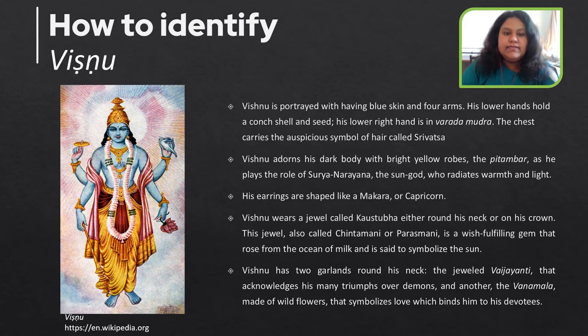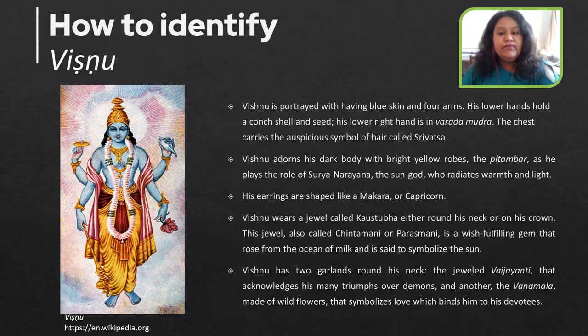Let us now discuss the iconographic features of Vishnu. Vishnu is often portrayed with blue or dark skin and four hands. His lower hands hold a gada, a mace, and a lotus, and the back hands hold a chakra and a conch. Sometimes the lower right hand is in varada mudra. His chest carries the auspicious symbol of Srivatsa.